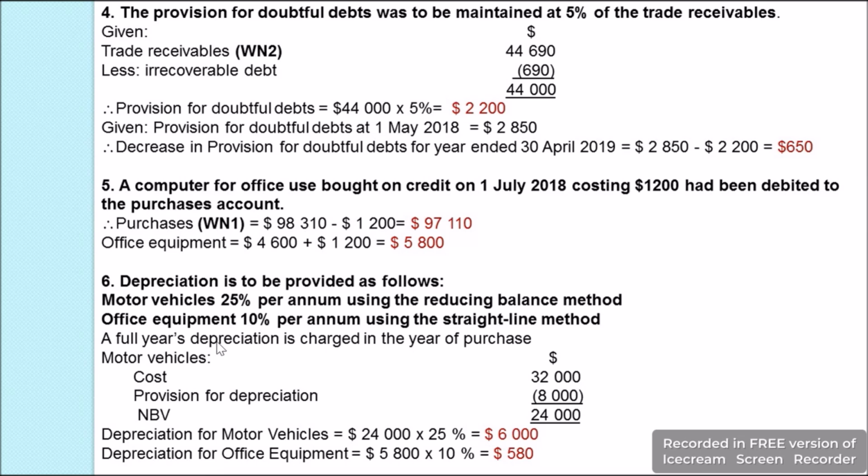Then we have office equipment 10% per annum using the straight line method. In the straight line method we find the depreciation on cost, and the office equipment total which we got in our fifth working note was $5,800. 10% on this will be $580. So with this we have completed all the workings.